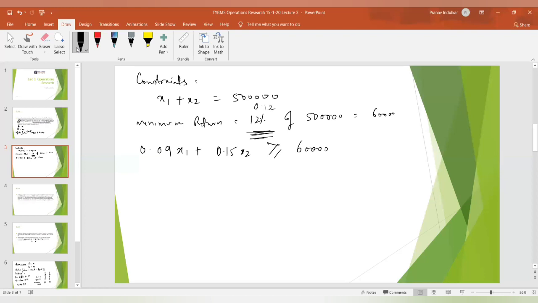12% is 0.12 of 5 lakh. So 0.12 into 5 lakh is 60,000. Got it? So this is my first constraint, this is the second, and now the third one.